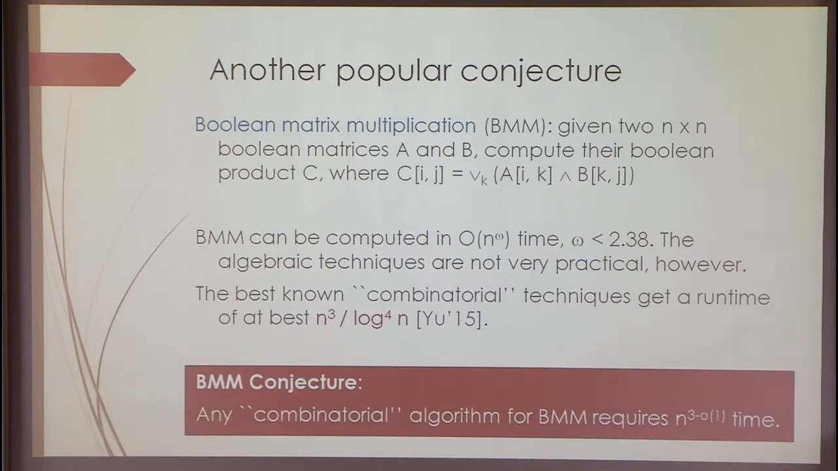So then there's this conjecture that any combinatorial algorithm for BMM requires n cubed minus little o of 1 time. It's kind of a conjecture in quotes because we don't really know what combinatorial is. But it's essentially saying you're not allowed to use subtraction. It has to be some data structure stuff, something that seems simple to implement and so on. So this conjecture is then used to prove a lot of lower bounds for dynamic problems and data structure problems and so on.